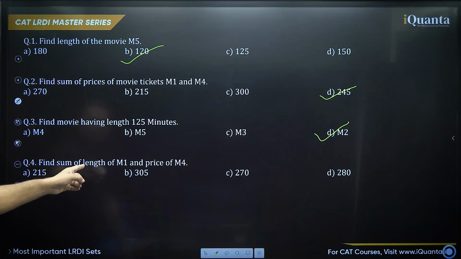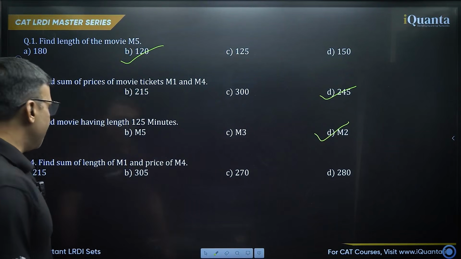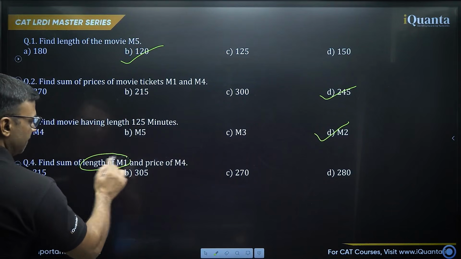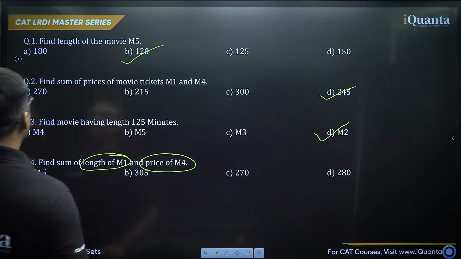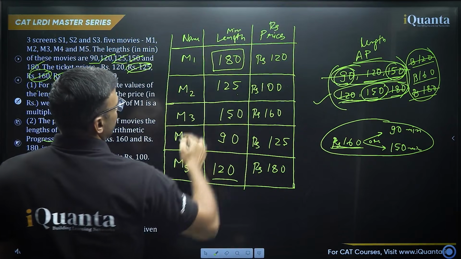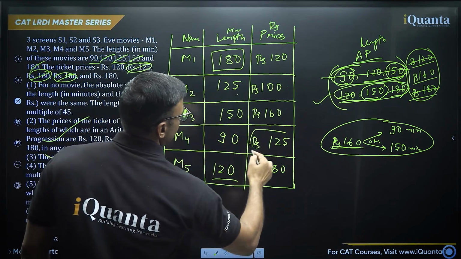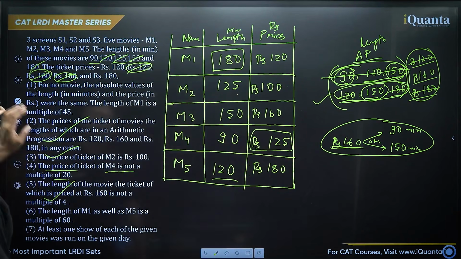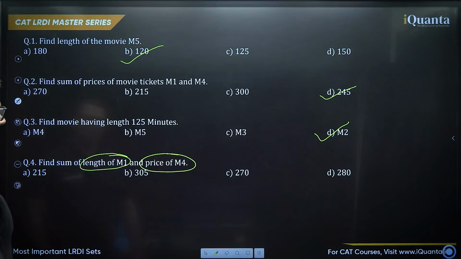Find sum of length of M1 and price of M4. Length of M1, price of M4. Length of M1, that is 180, and price of M4 is 125. So 180 plus 125, that is 305. Option B is the correct answer.